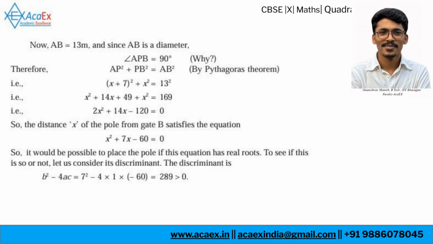Example 8 continued. Since AB is the diameter of the circle, the angle APB is 90 degrees. By the Pythagoras theorem, AP squared plus PB squared equals AB squared. The equation becomes (x plus 7) squared plus x squared equals 13 squared, which simplifies to x squared plus 7x minus 60 equals 0. To check if this is possible, we find the discriminant. b squared minus 4ac is 7 squared minus 4 times 1 times negative 60, which equals 289. Since this is greater than 0, real roots exist.